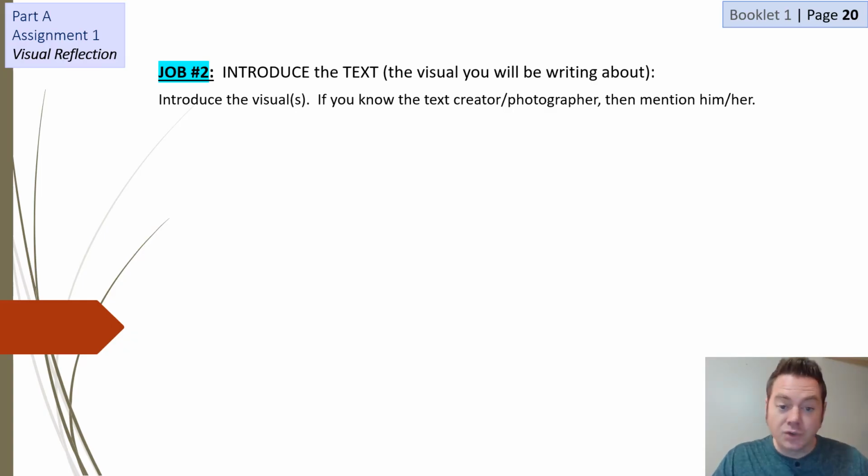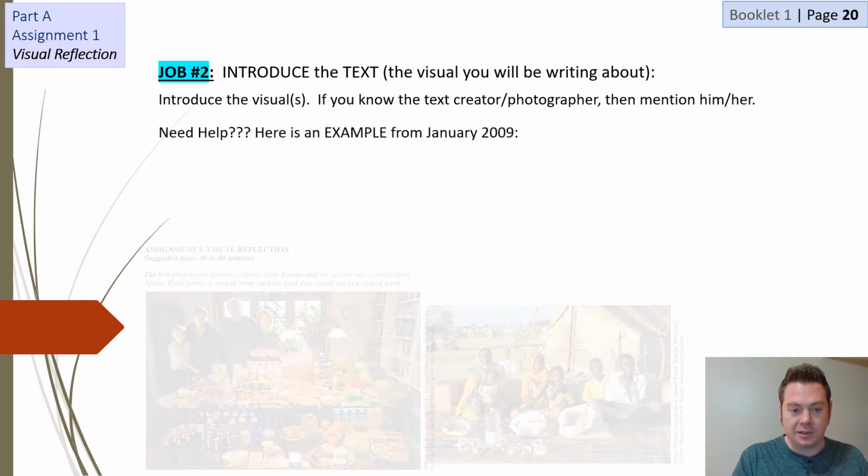Job 2 is to introduce the text. This is the visual that you'll be writing about. So introduce the visual or visuals. If you know the text creator or photographer, then mention that person.